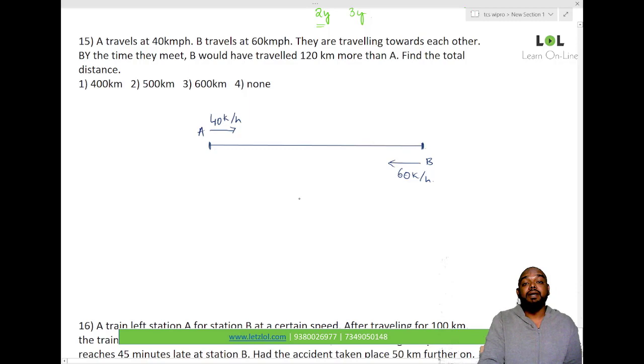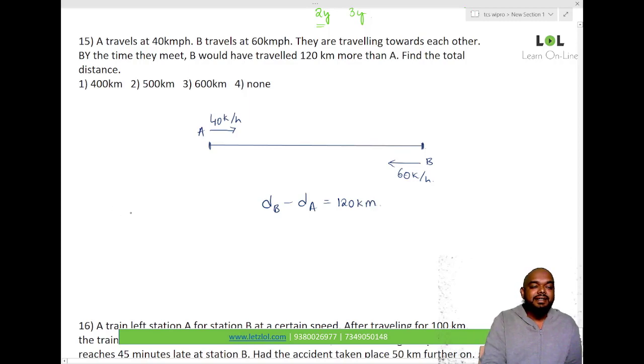Agree? So we need to calculate the total distance. Now, if you can see in the question, it clearly tells that B would have traveled 120 kilometers more than A. So distance traveled by B is 120 more than distance traveled by A. Am I right? So I can write distance traveled by B minus distance traveled by A is equal to 120.